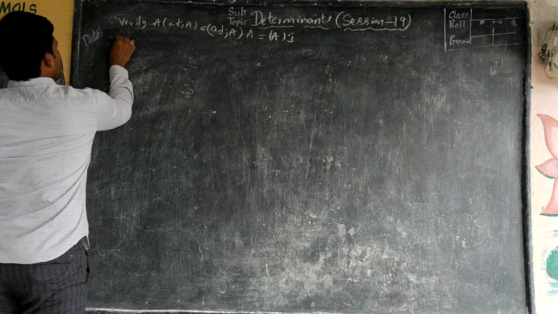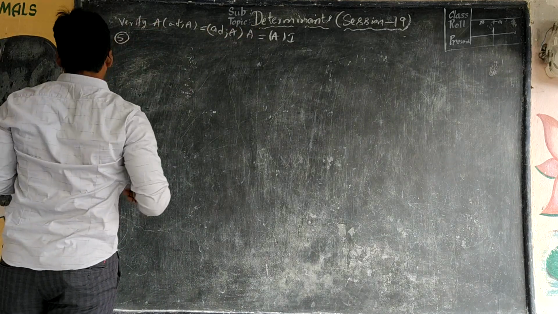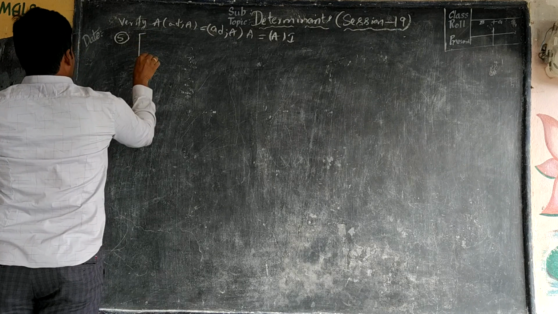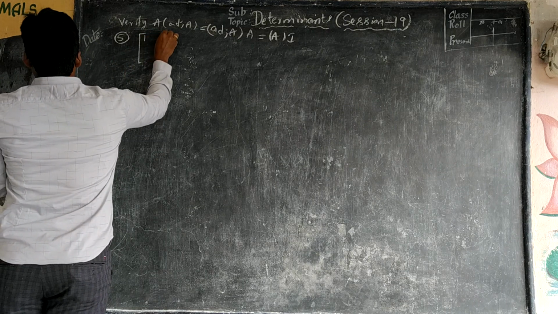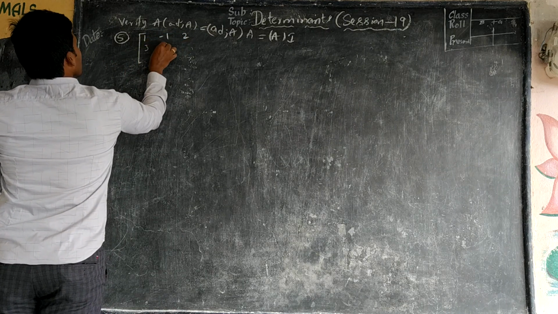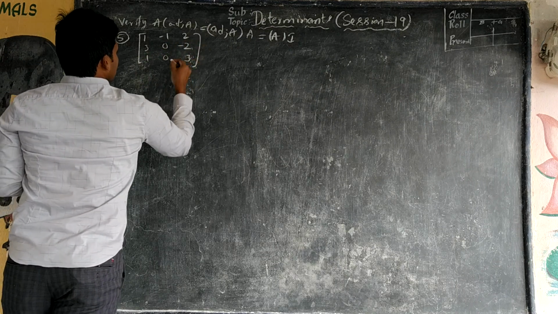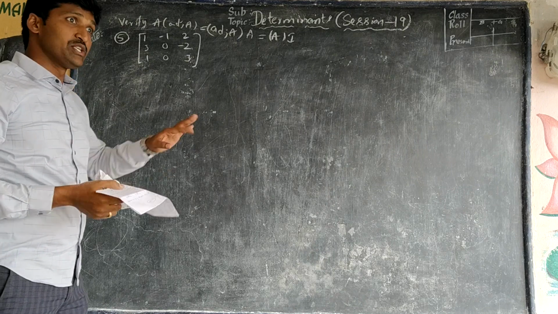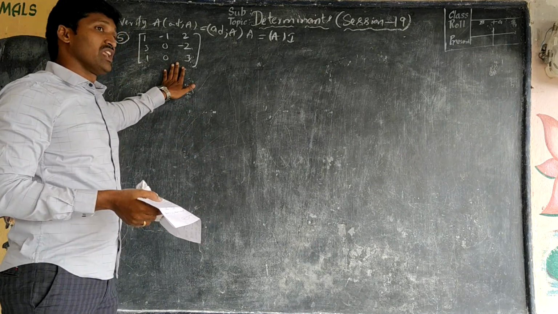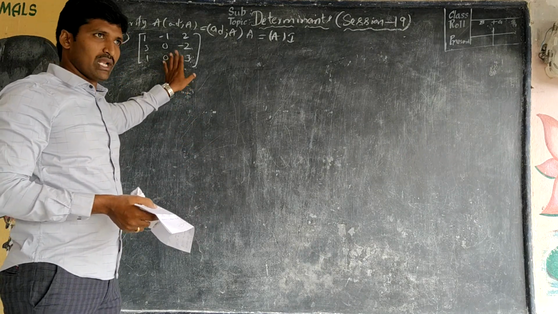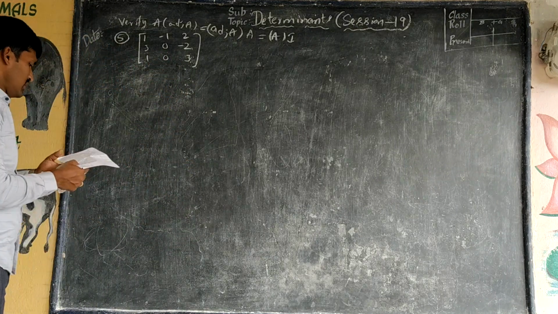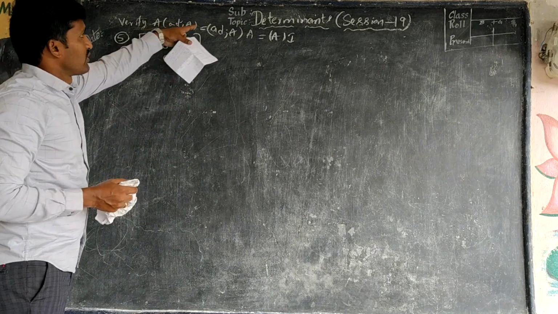Now the next question, the fifth one, we need to verify the same. But here it is a 3 by 3 matrix. Everyone try: 1 minus 1 2, 3 0 minus 2, 1 0 3. In the previous session we discussed how to find adjoint A for a 3 by 3 matrix also. You can do it like that by finding the cofactors. Try this one to verify this statement.